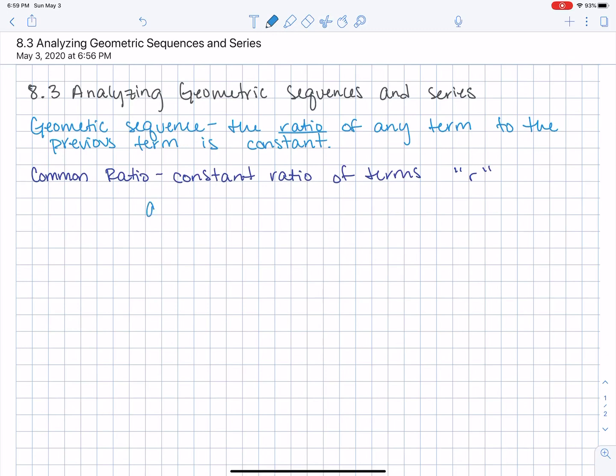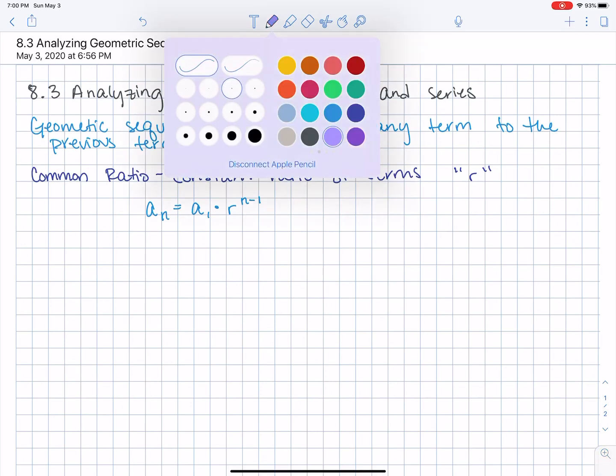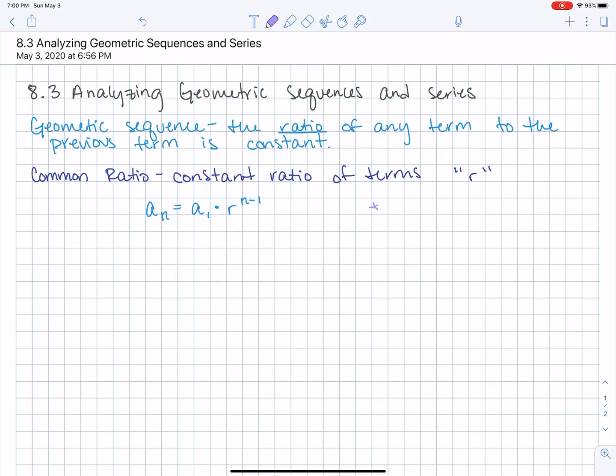Now, with a geometric sequence, I'll switch back to this blue here, these look a little bit different. So geometric sequences are A sub n is equal to your first term, A1, times that ratio to the power of n minus 1. And this might look a little familiar considering we just went over those chapter 6 tests.